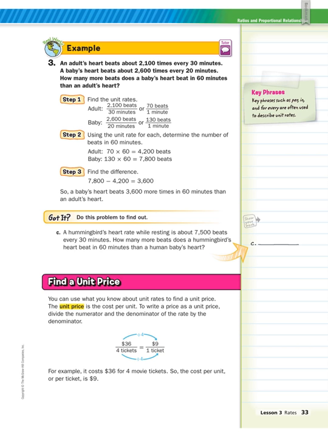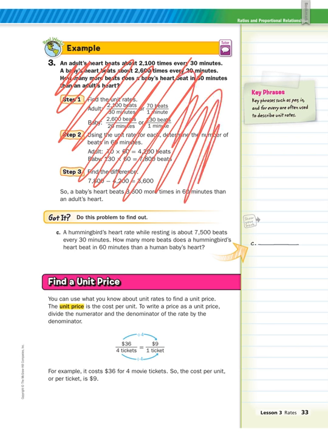We are not going to go over example 3 because that one is just a huge pain in the keister, and we're not going to do problem C. Okay, we don't need to do that. But we are going to do finding a unit price. Now, we'll talk about what a unit price is first, and then we'll show you an example. You'll see this is a lot like what we've been doing.